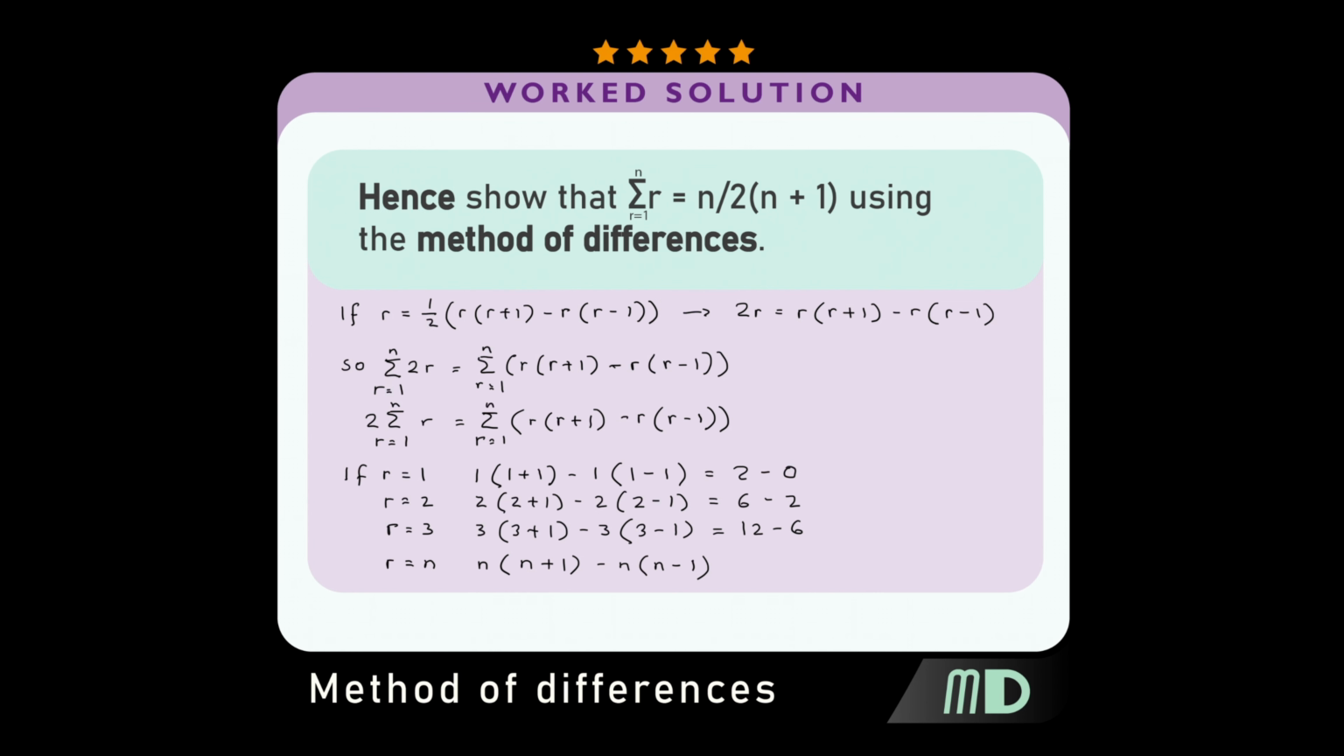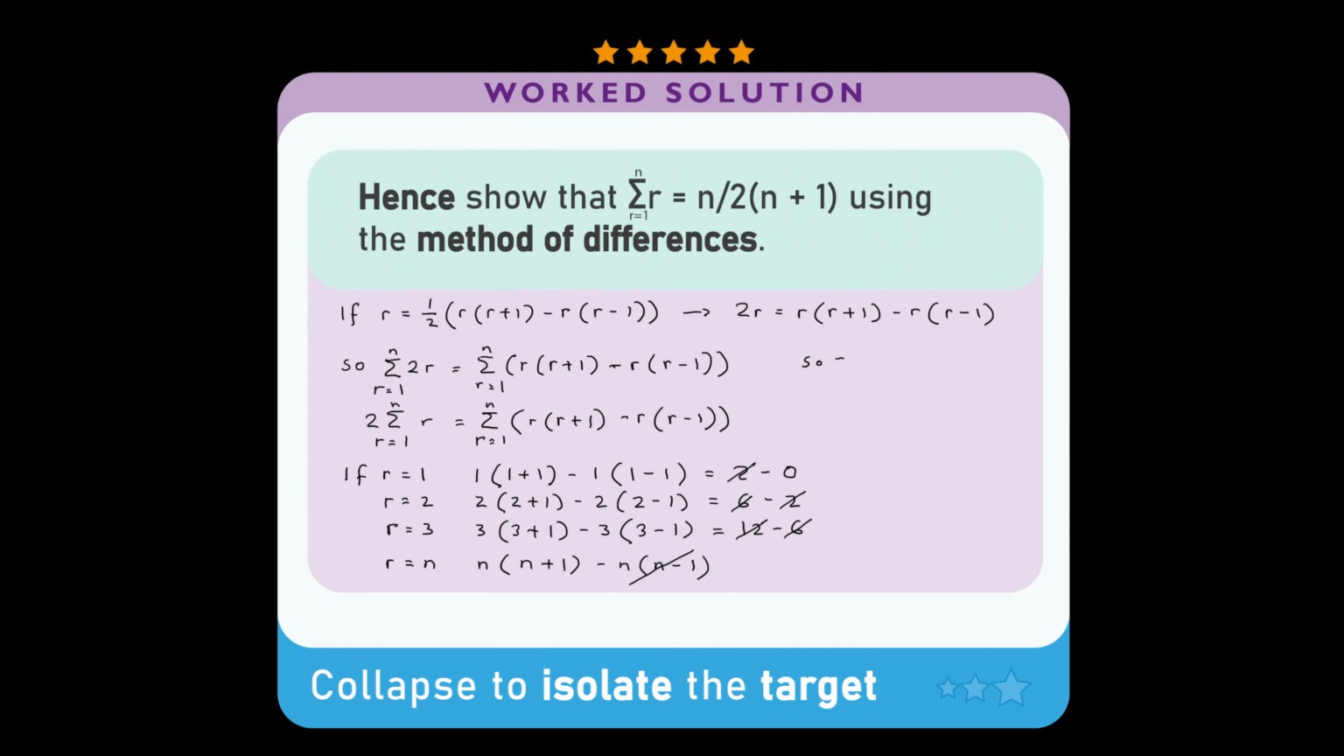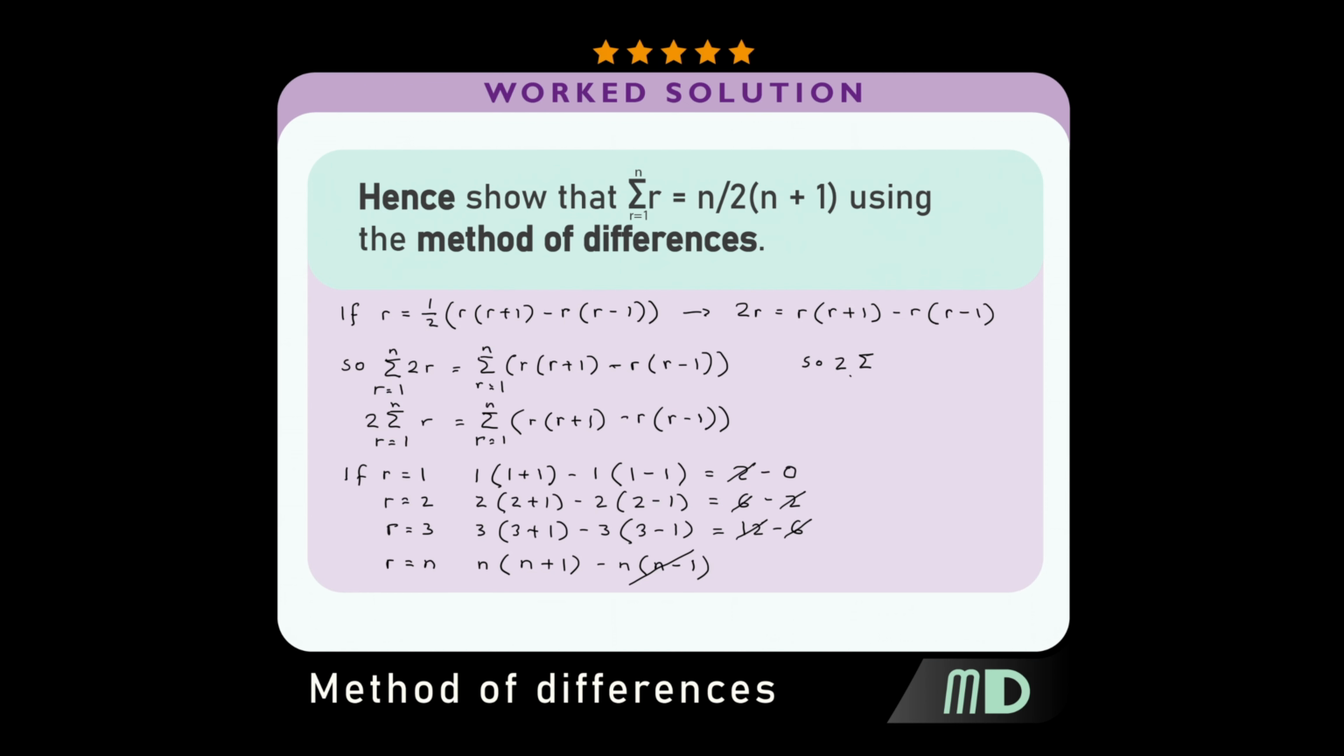For a telescoping series like this, after cancelling the intermediate terms, the first and last terms are the only ones remaining. So twice the sum of r is equal to n multiplied by n plus 1 minus 0, which is just n multiplied by n plus 1.